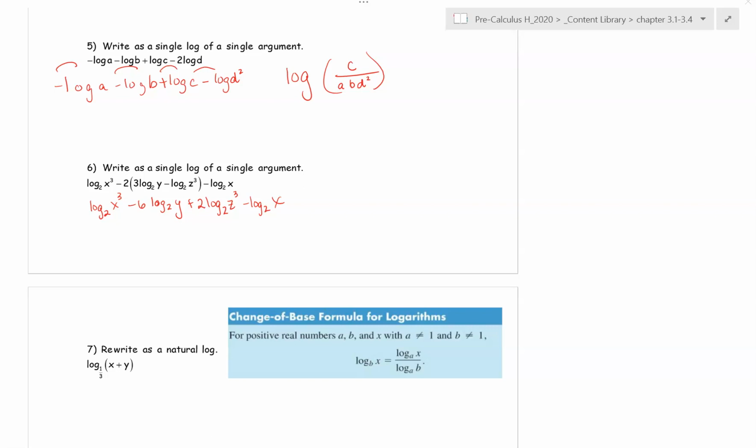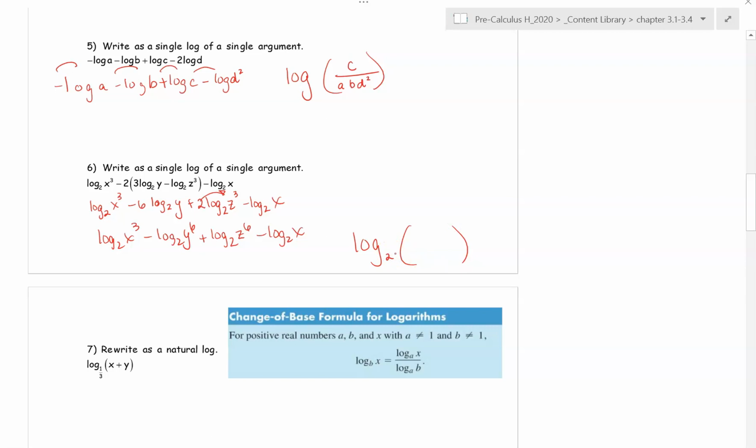So now what we want to do is, I know the power rule, you can write this as 6 log base 2 of y, or you could write this as minus log base 2 y to the 6th. We're using the power rule where instead of putting the 2 or the 3 in front of the log, we are going to put the 2 as an exponent, but notice there's already a 3 there, so you'll have to multiply. So we have plus log base 2 of z to the 6th, because 2 times 3 is 6, minus log base 2 of x. Okay, so now we're going to write this as a single log of a single argument.